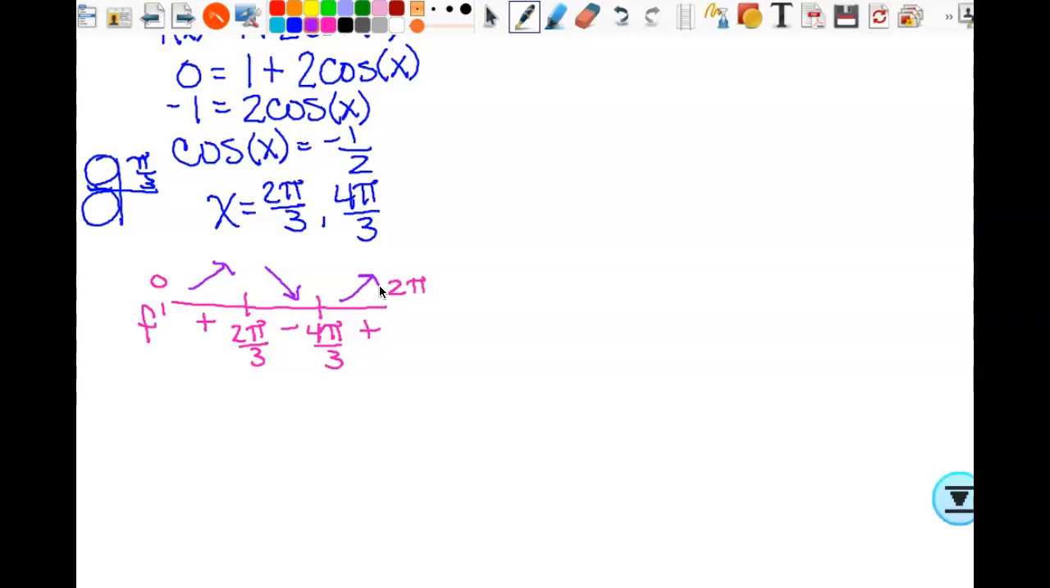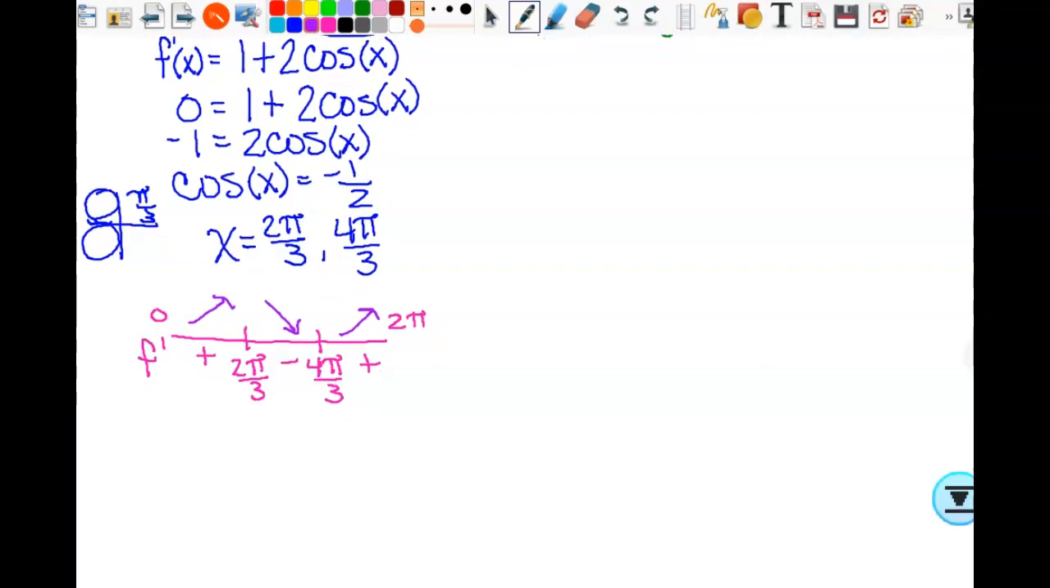All right, so now we have to say increasing and decreasing, right? So I can say f is increasing on what? 0 to 2 pi thirds. And what else? 4 pi thirds to 2 pi. Good.